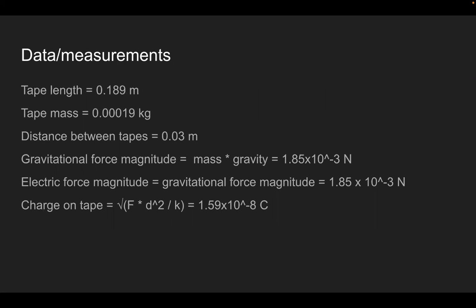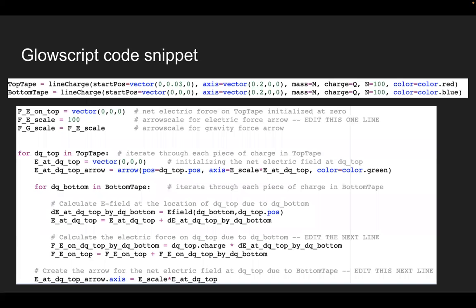And so the results of our experiment are as shown. The tape length was measured at 0.189 meters. The tape's mass was measured at 0.00019 kilograms. The distance between the tapes was 0.03 meters. And the gravitational force magnitude was calculated by multiplying the mass with the gravitational constant, which we got as 1.85 times 10 to the negative 3 newtons. The electric force magnitude is equal to the gravitational force magnitude by Newton's third law, and we got that is also 1.85 times 10 to the negative 3 newtons. The charge on the tape was calculated with the electric field formula, which we got as 1.59 times 10 to the negative 8 coulombs.